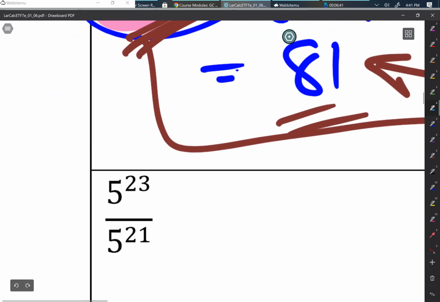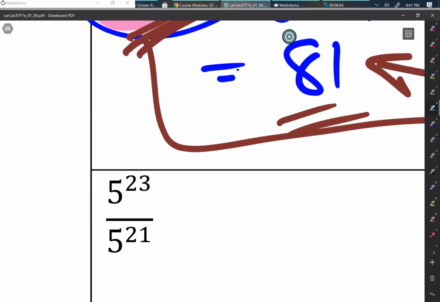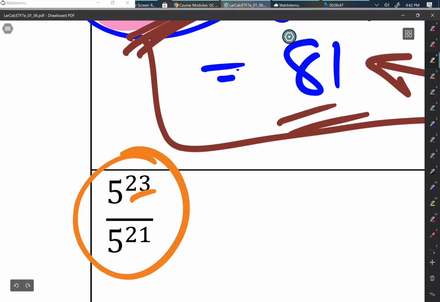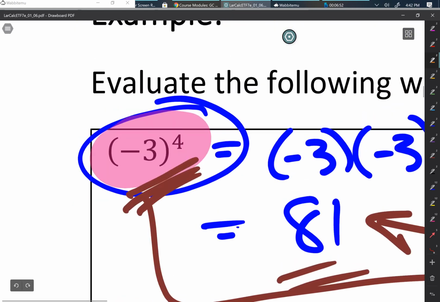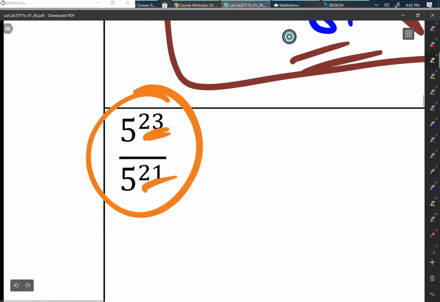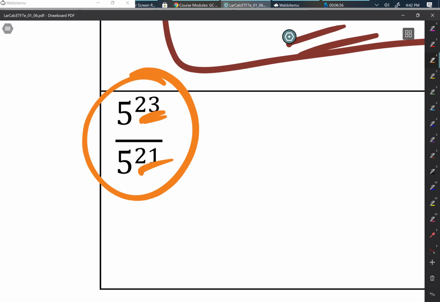Okay? How about this? Now, I don't want to evaluate this because that's a big number, and that's a big number, and I'm supposed to do these without a calculator. So the last thing I want to do is try to figure out what 5 to the 23rd is.